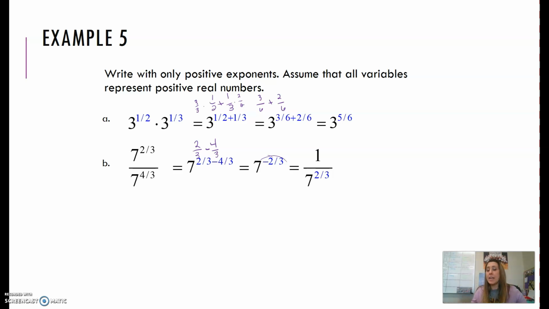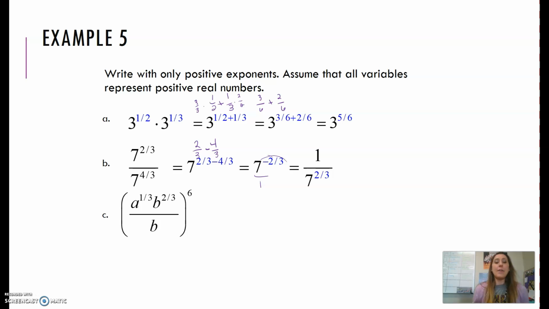Now we have an answer with a negative exponent. We can't keep it that way, so we need to move it. This is going to be over 1, so we're going to move it to the denominator, and now we have a positive exponent: 1 over 7 to the 2/3. So we just need to be careful that we don't end our answer with a negative exponent. We did want to be careful, right? So this was a minus. We did want to be careful, but now we are good.